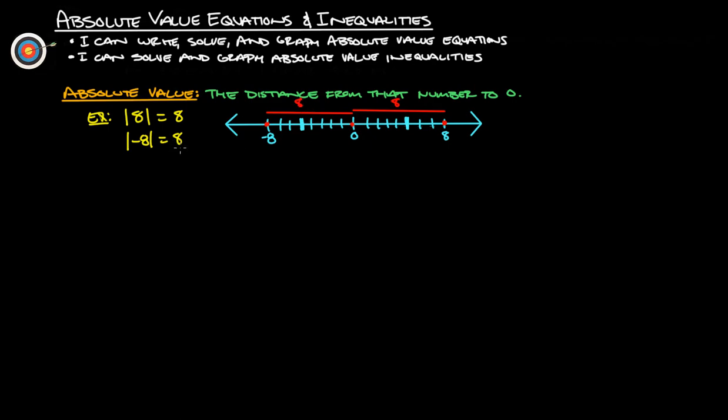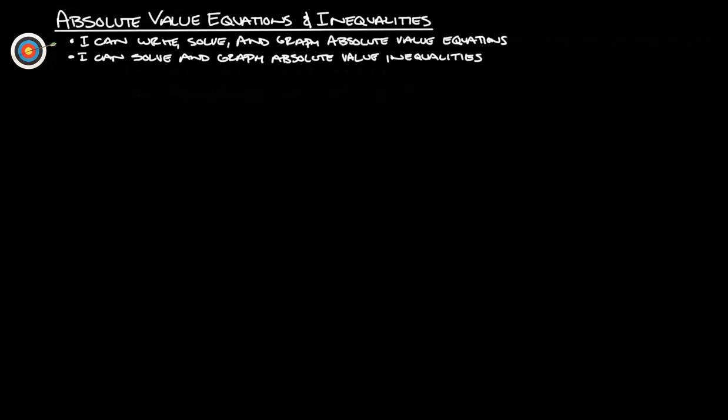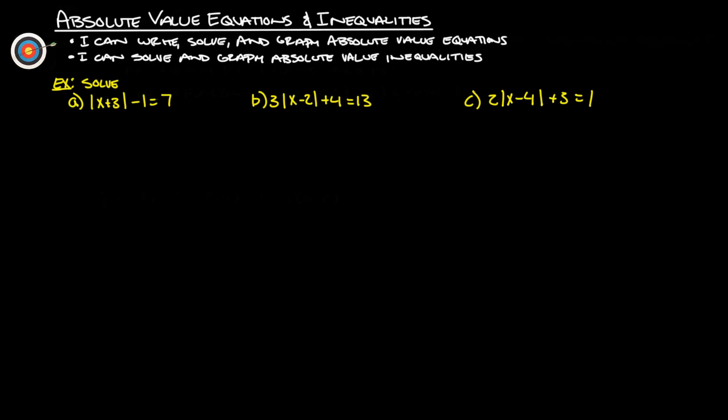Okay, so again, it's the distance from that number to 0. That's one way to look at it. Hopefully that makes more sense. So let's take a look at some examples here. Solve: we've got the absolute value of x plus 3, minus 1, equals 7. So just like a normal algebraic equation, you want to try to get x all by itself.